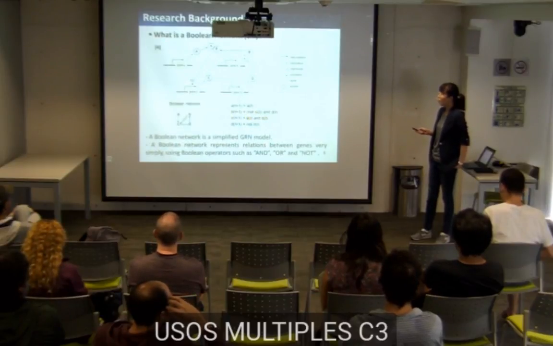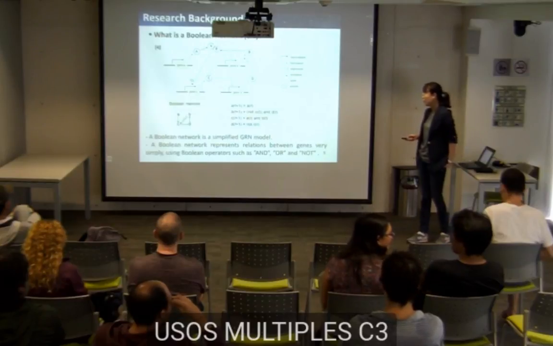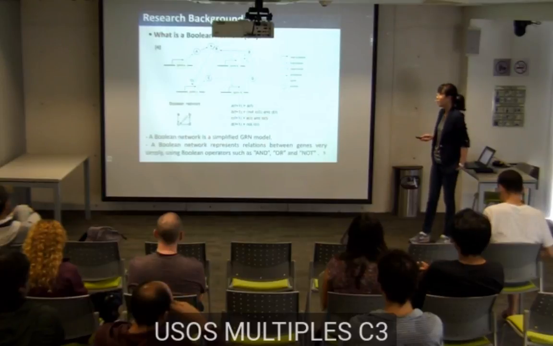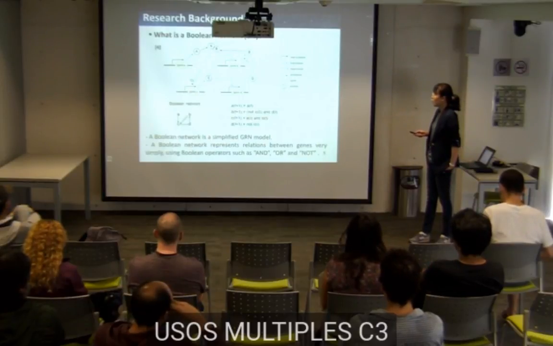Then what is a Boolean network? A Boolean network is a simplified gene regulatory network model. In this example, gene A and gene B activate gene C. Gene C inhibits gene B and gene D. Gene D activates gene B.